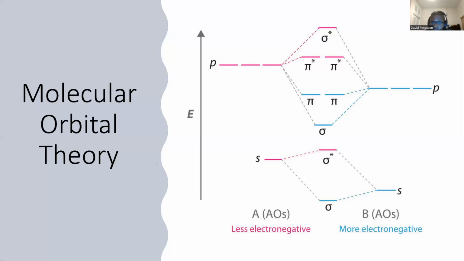So MO theory, this is just an orbital diagram. We have a sigma, sigma star, sigma referring to a bonding orbital, sigma star referring to antibonding, and you have a pi, pi star, sigma star.